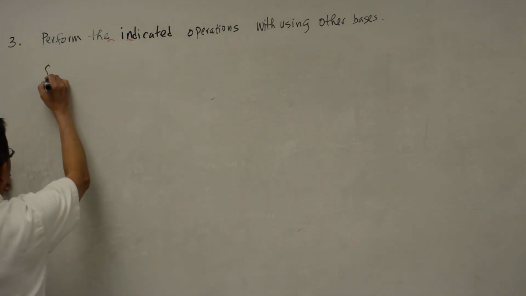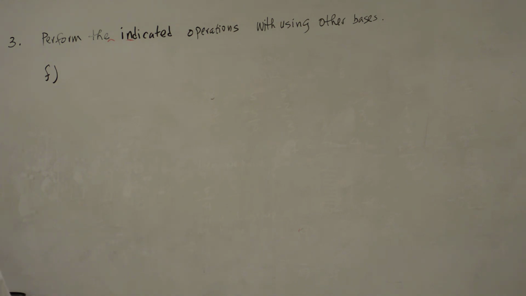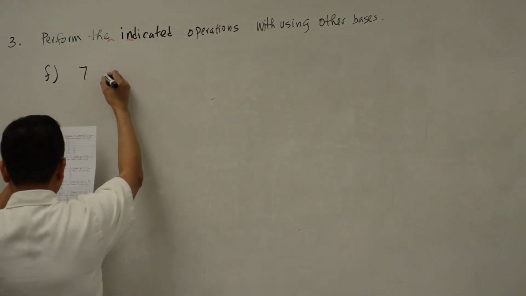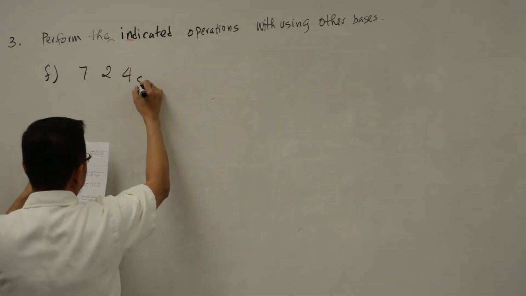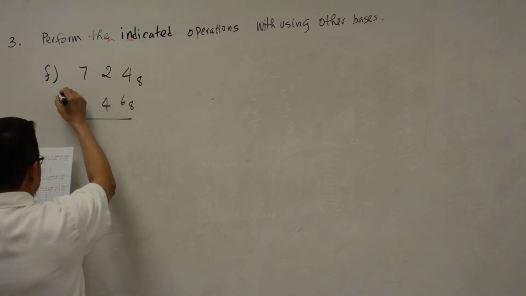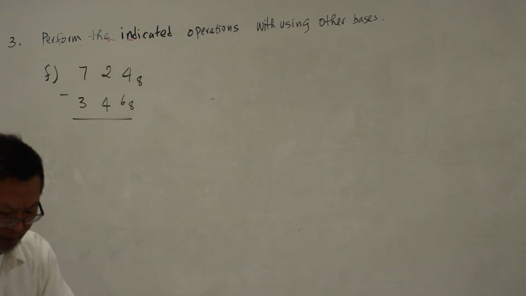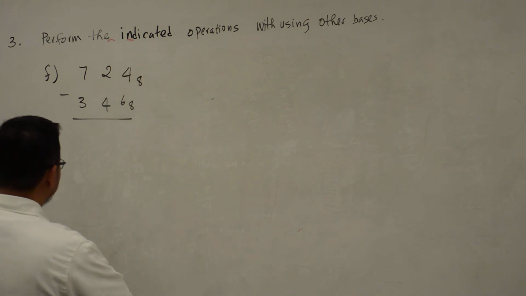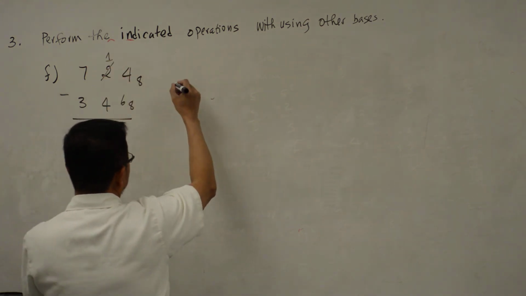So F is, we have 724 base 8, minus 346 base 8. It's in base 8 now. Okay, since 4 is smaller than 6, we need to borrow 1 group of 8 from 2. So this becomes 1, okay?